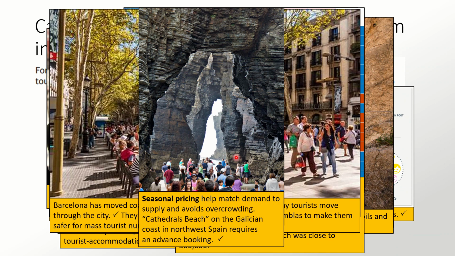Again, another non-Barcelona example, seasonal pricing. This basically helps match supply and demand. This is Cathedrals Beach. I mentioned it before. You might get an idea why they call it Cathedrals Beach with these amazing archways. And they basically have a number capping system. So you have to book to go, but once you hit a certain number, no more people can go to the beach. So they just limit the number of people that are allowed to go. And that's really important.